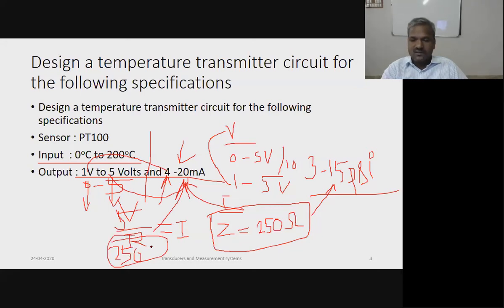Understand? First, we design for this input range. When the process temperature is 0 degree Celsius in the RTD, we should get 1 volt. When the process temperature is 200 degrees Celsius, we should get 5 volt. Clear? So this is the design calculation.